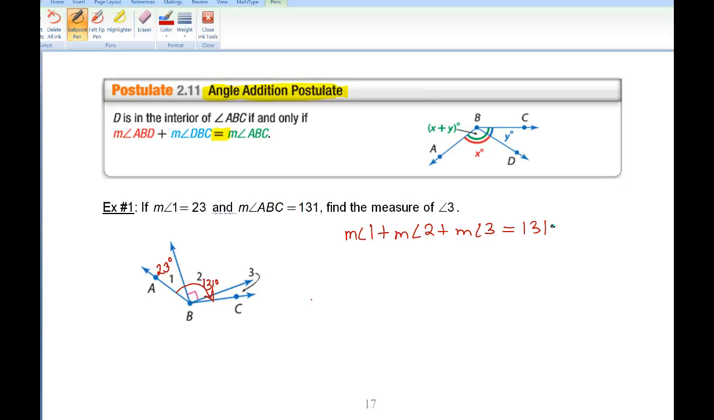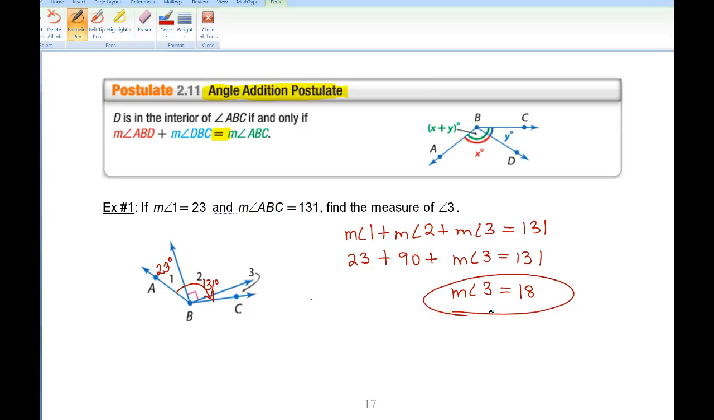If angle 1 is 23 and angle 2 is 90, then the measure of angle 3 is 131, subtract 90, subtract 23. That's 18. We agree? Okay, good.